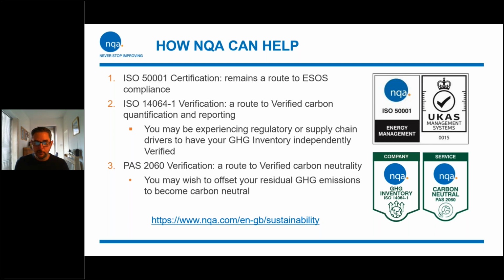So again, for ESOS purposes, if you've gone as far as quantifying your scope 1, scope 2 and part of your scope 3, you may wish, after you have taken action to reduce those emissions, to offset your residual greenhouse gas emissions and therefore make a claim to be in a state of carbon neutrality. To do that, you would need to use PAS 2060, and we at NQA are able to provide verification services around that as well, which obviously helps with credibility and avoids greenwashing and keeps the whole thing robust.